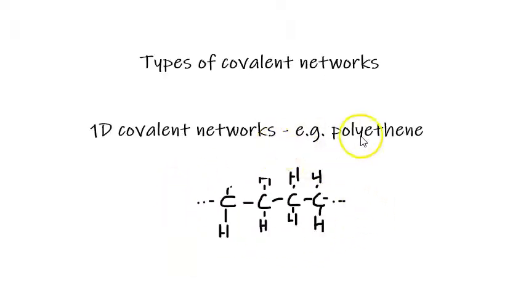So what types of covalent networks are there? Well, there's the one that we've just looked at, what's called polyethylene. We've got the carbon atoms in a long chain. These are called 1D covalent networks because they just go in the one dimension.